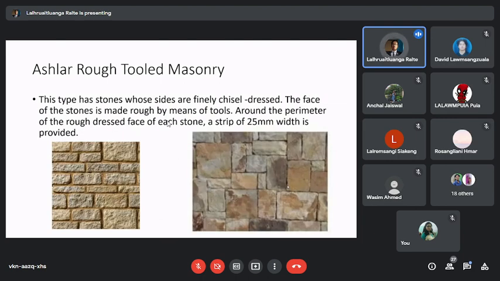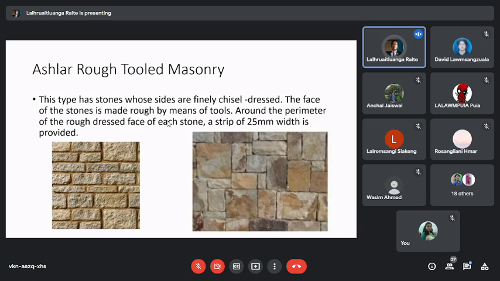So Ashlar rough tooled masonry. This type has stones whose sides are finely chisel dressed. The face of the stones is made rough by means of tools. Around the perimeter of the rough dressed face of each stone, a strip of 25 mm width is provided. So you are providing a gap in order to emphasize the pattern that the stonework or the masonry is creating.